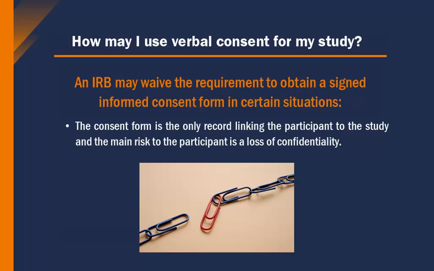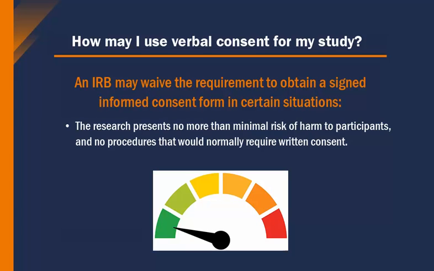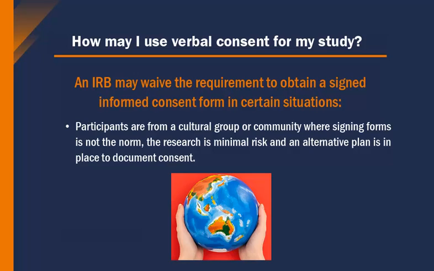If the consent form is the only record linking the participant to the study, and the main risk to the participant is a loss of confidentiality. Examples of this type of study would be drug abuse studies or domestic abuse studies. The most common type of situation when signature can be waived is when the research presents no more than minimal risk of harm to subjects and involves no procedures for which written consent is normally required outside of the research context. Finally, the requirement for signature could be waived in situations where participants are from a cultural group or community where signing forms is not the norm.